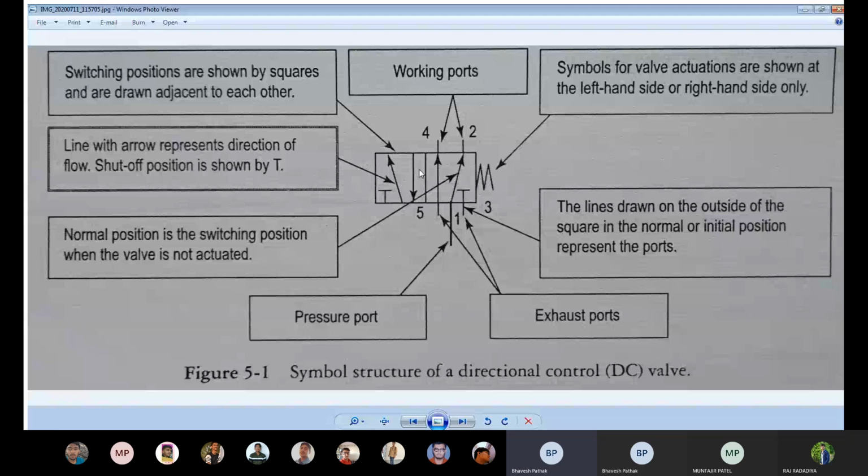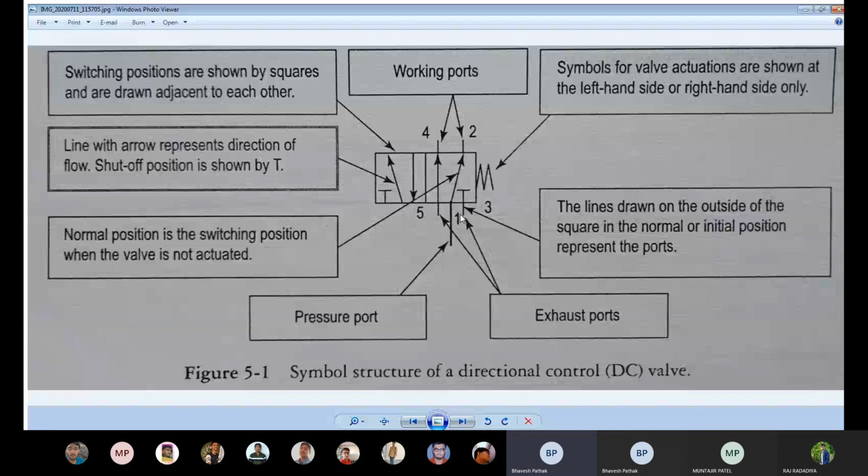These upper ports are the working ports, meaning they are open to the actuator, which will give you the work. So two, four, and six are the working ports. Whereas here you can find one, three, and five. Out of that, one is always the pressure port, the supply port, always an input. Three and five are the exhaust ports. It can be three only, or three and five, or three, five, seven, depending on the type or classification of the valve.